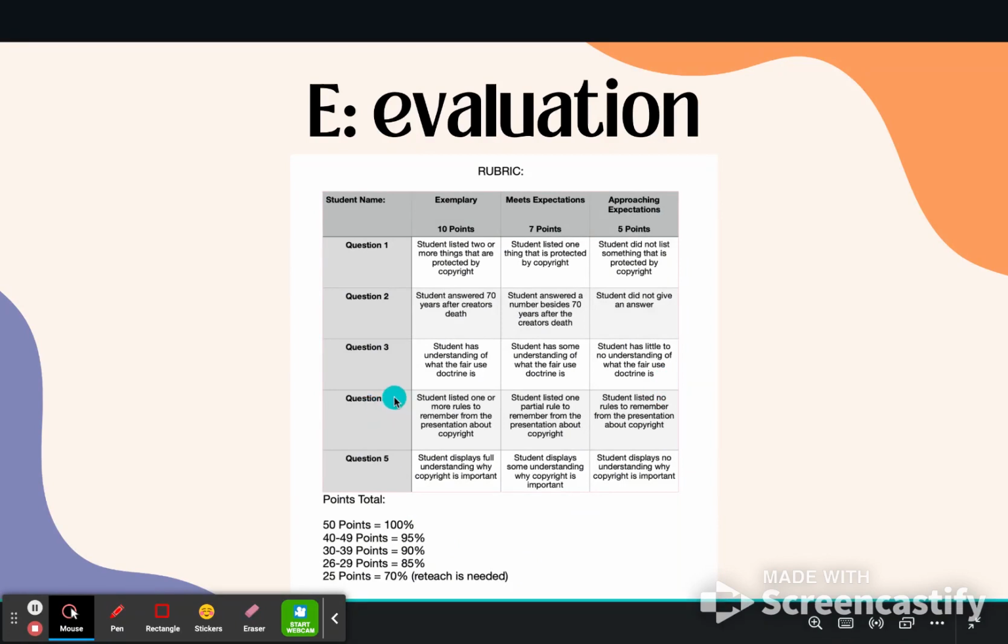Question 4, to get all 10 points, they will list one or more rules to remember from the presentation about copyright. The presentation gives 3 examples. Question 4, to get 7 points, they listed one partial rule to remember from the presentation. And approaching, they listed no rules to remember from the presentation, or they made up their own rule that does not apply.